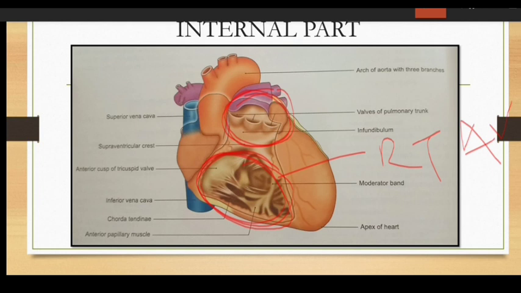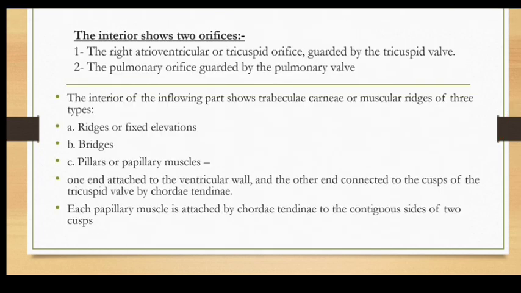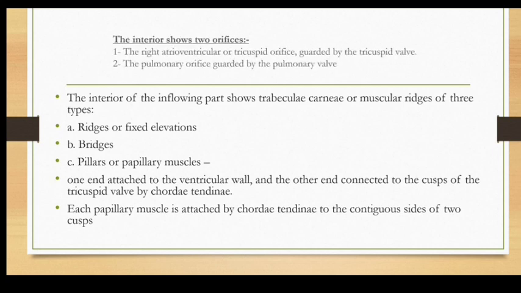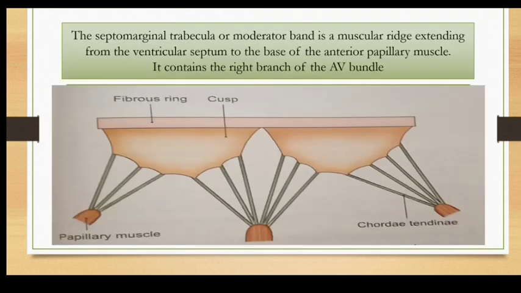So the inflowing part has trabeculae carneae. This is known as the inflowing part. It has the trabeculae carneae, a muscular ridge. That's why this part is the rough part. It has ridges, bridges, and pillars. Pillars, or papillary muscles. The papillary muscle is attached at one end to the ventricular wall.